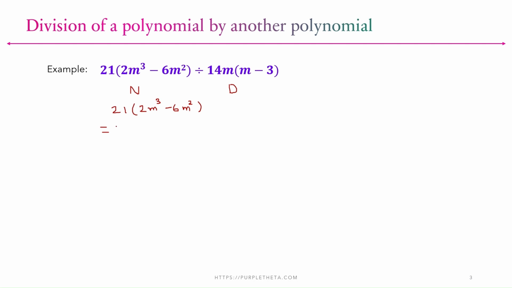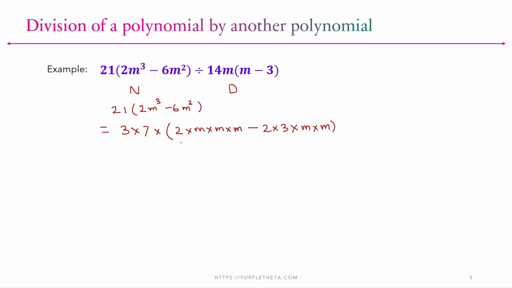This is equal to 21 will be written as 3 multiplied by 7, that is 21, right? And then multiply by, in a bracket, 2m cube is 2 multiplied by m 3 times, m multiplied by m multiplied by m, then we have a minus sign, then 6m square. 6 is 2 multiplied by 3, right? And m square is m multiplied twice, m multiplied by m. Okay. Now let us see if we have anything common in these two terms, right?